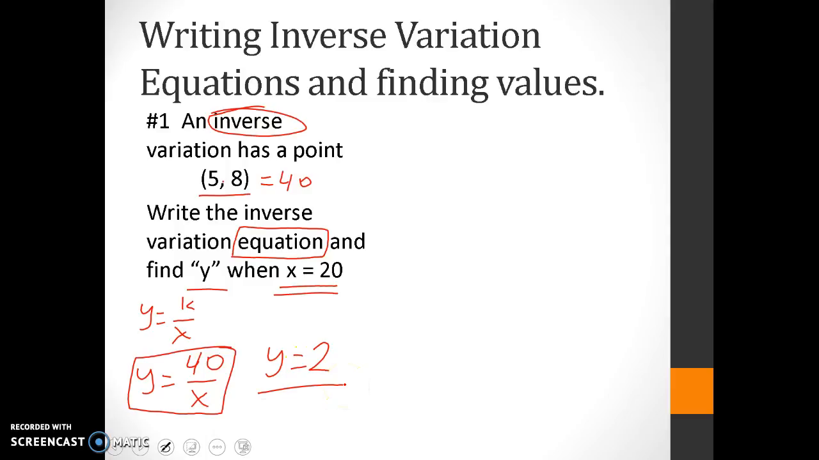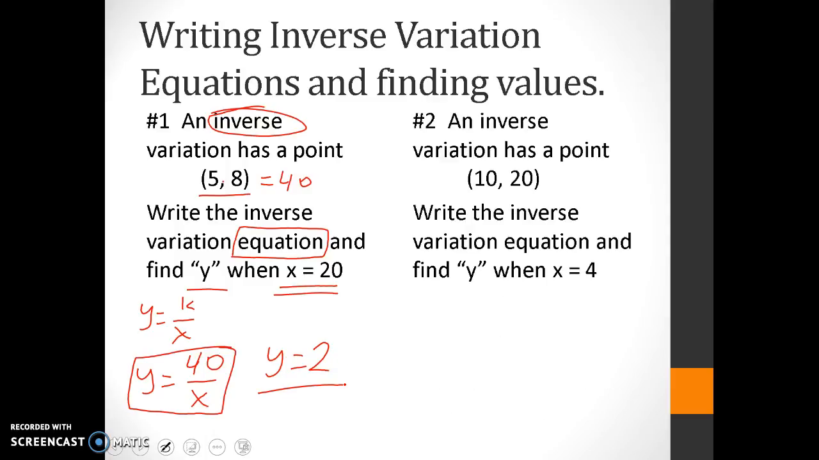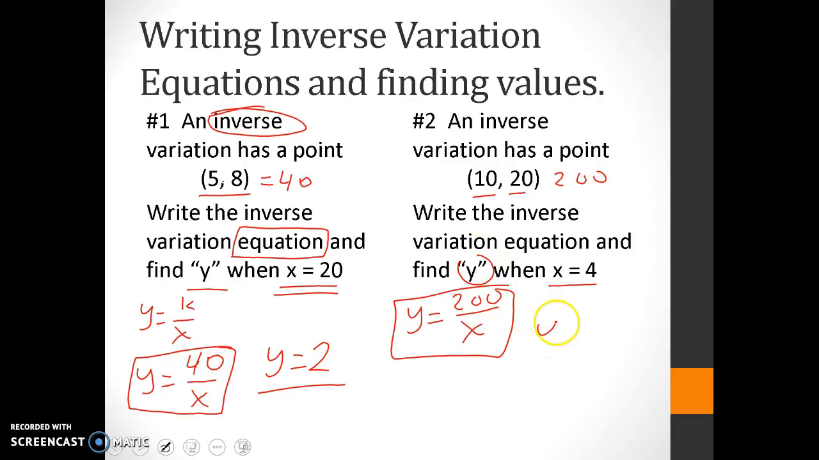Let's take a look at a different situation. And again, just like yesterday, I'd like you to pause the video, see if you can do this one on your own, and then restart the video and make sure that you got it right. Hopefully you did that. To get the k value, you would take 10 times 20, which is 200. And so that means our equation is going to be y equals 200 over x. There's our equation. If x is 4, we want to figure out what y is. And so I'm going to take 200 divided by 4, which means y is going to be 50.